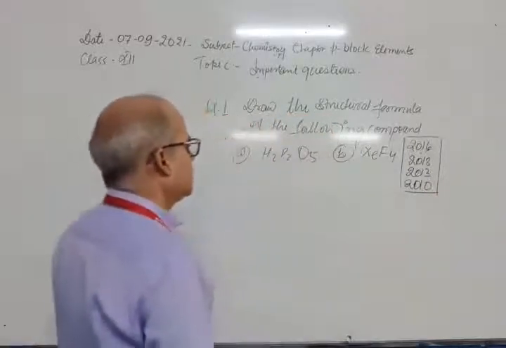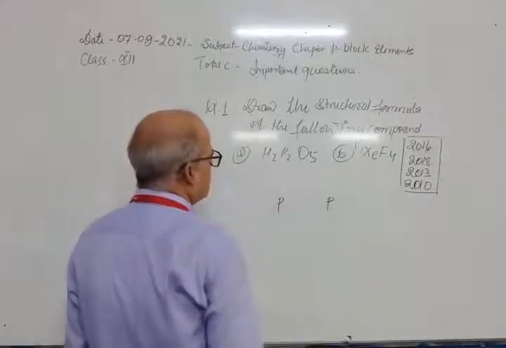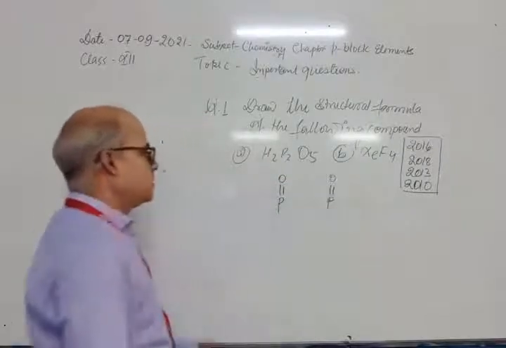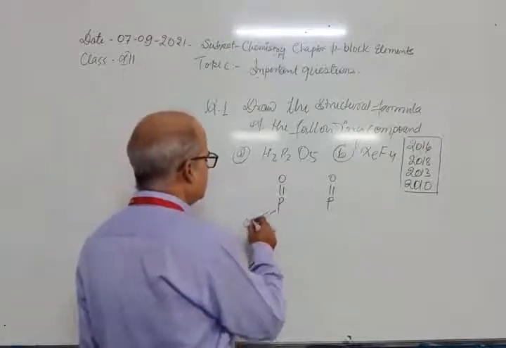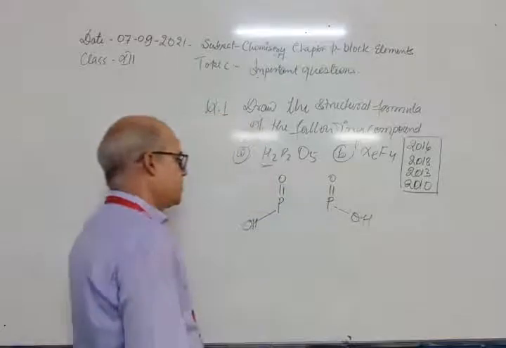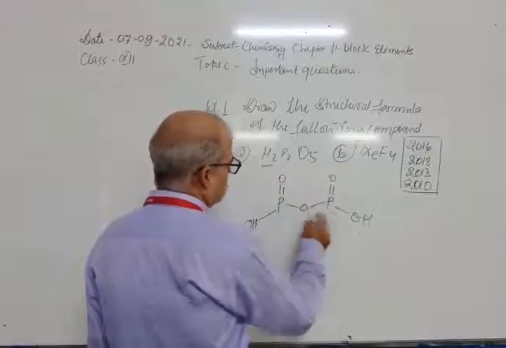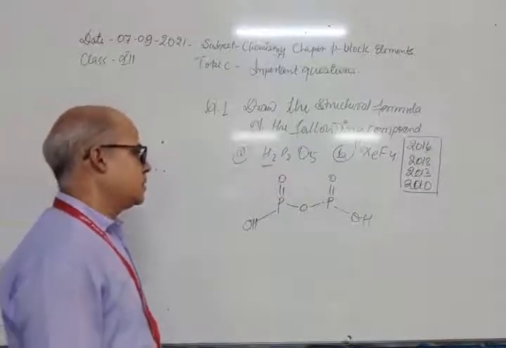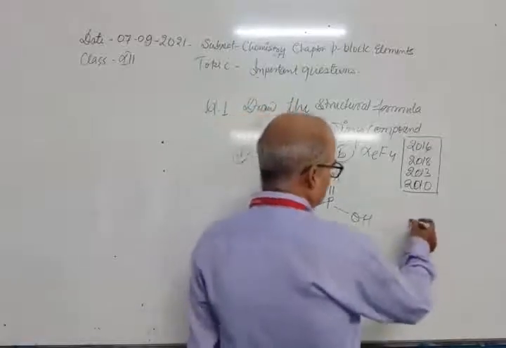So how will we make it? What is our center? Phosphorus. Two bonds with this are compulsory bonds. Another compulsory bond is OH. Here there are 2 hydrogens, then give 1 OH to this one. Now P is here. This is the structure of H3PO2.